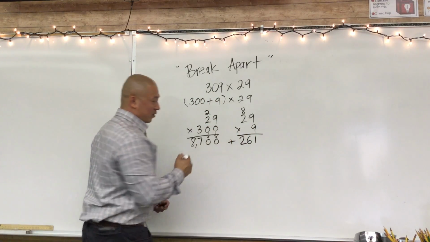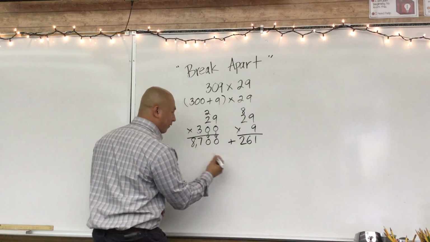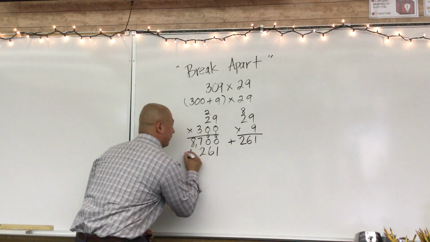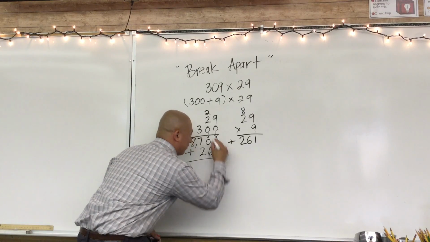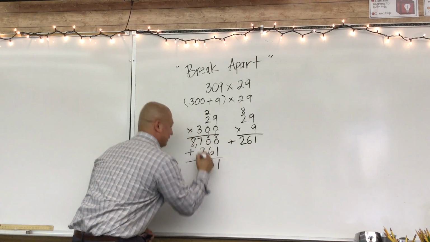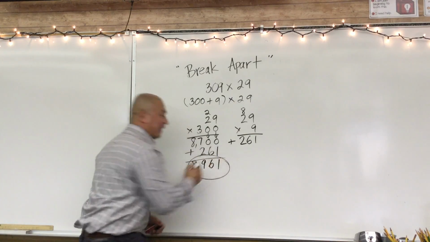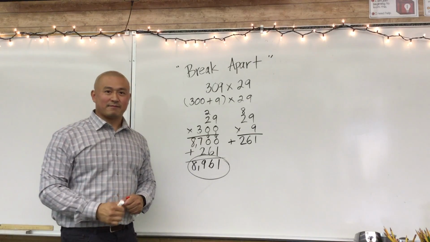Now that I established both partial products, I will add the partial products together to get my final answer. And here I'm just going to move the 261 to the bottom of 8,700 and just use basic math and just add your numbers. 1, 6, 9, and 8. And that's how you multiply using the break apart strategy.